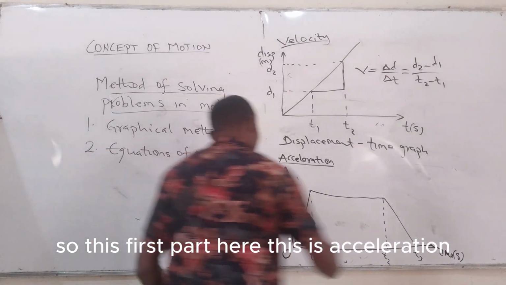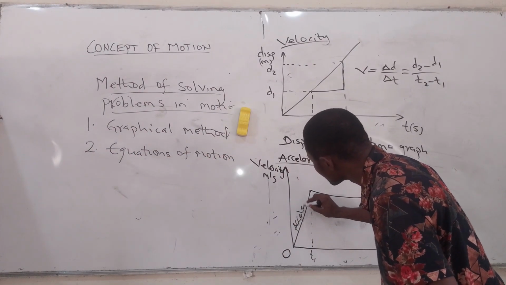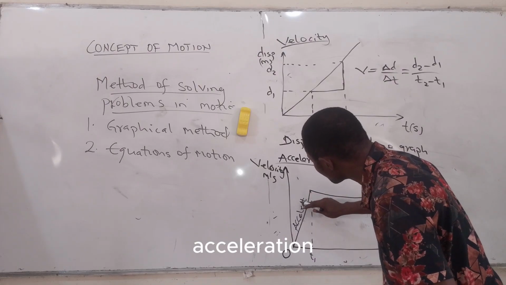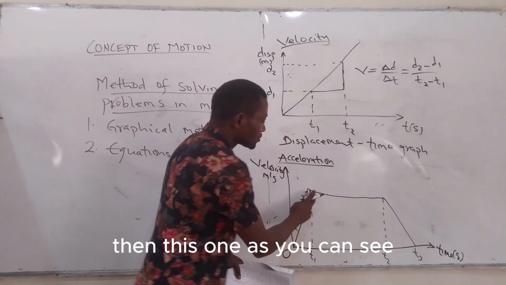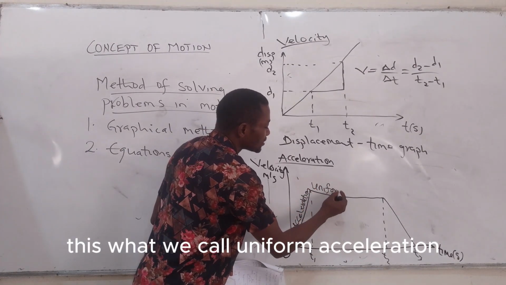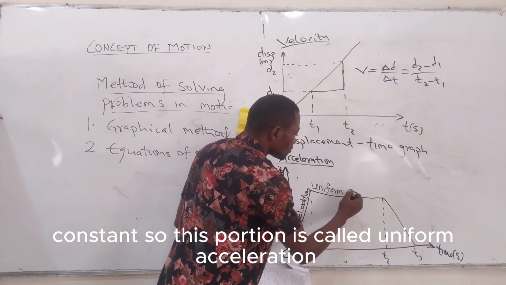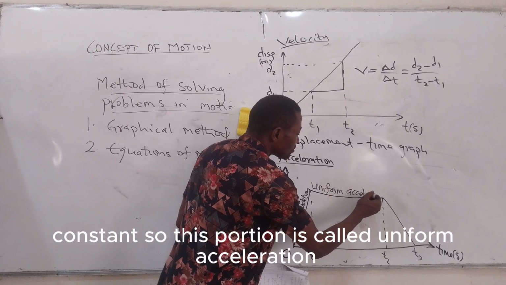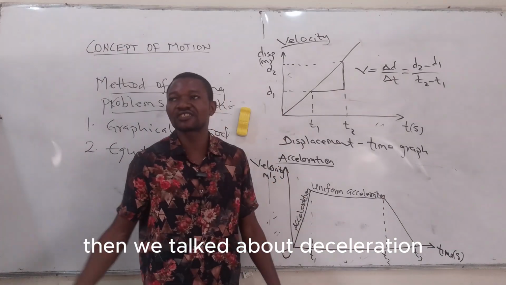So this first part here, this acceleration, then this one, as you can see, this is what we call uniform acceleration, when the rate of change of velocity with time is constant. So this portion is called uniform acceleration. Then we talked about deceleration.